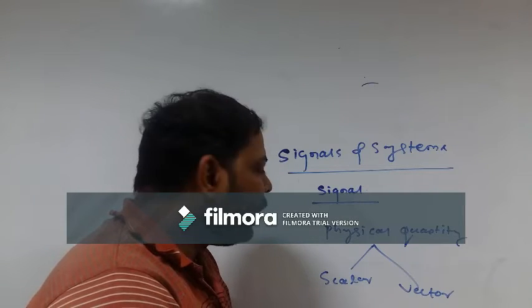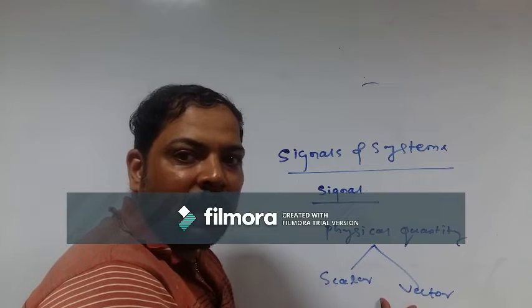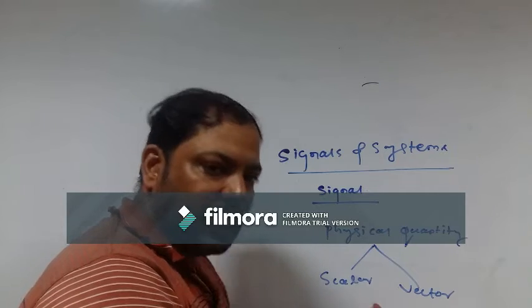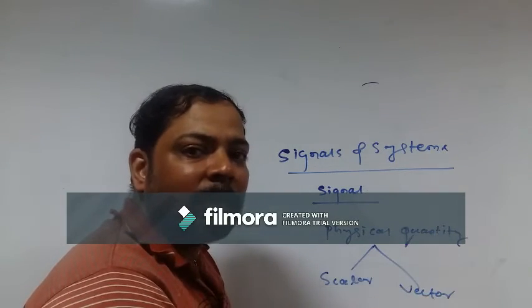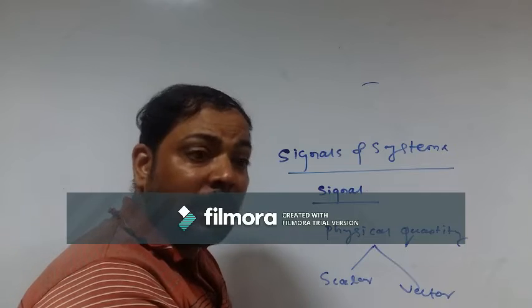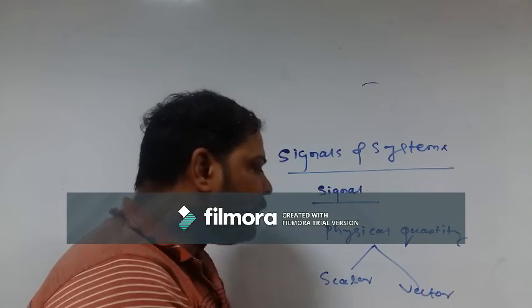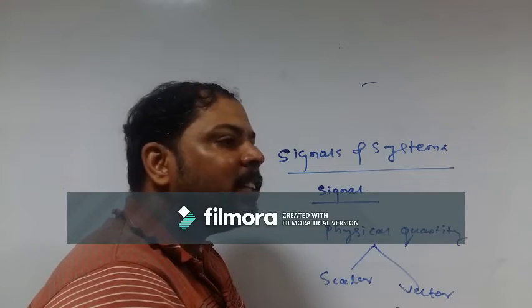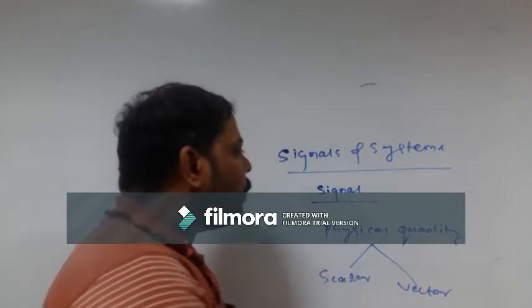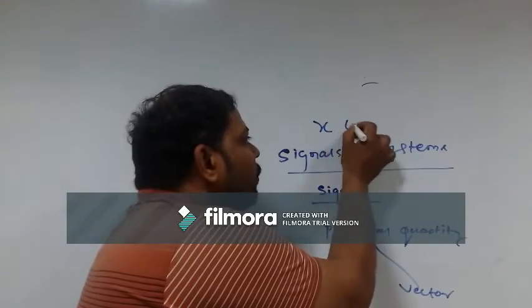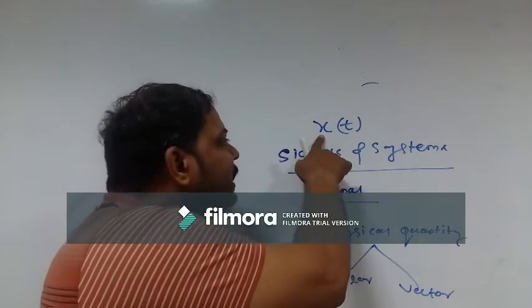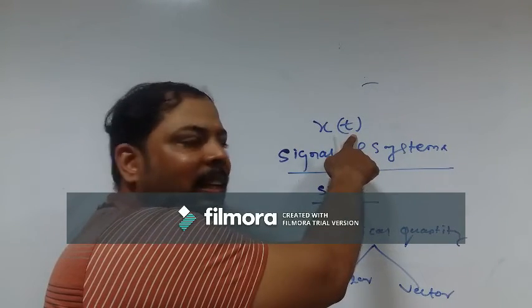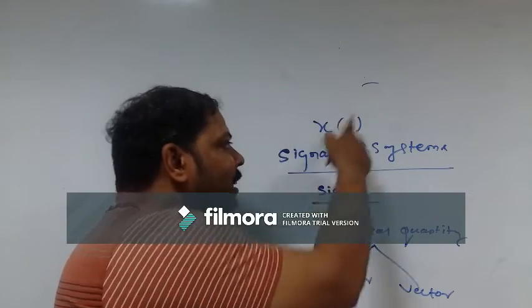Okay. So anyway, the physical quantity may be scalar or it may be vector. If this physical quantity depends on another physical quantity, and the other physical quantity means the independent variable we are taking as time, then you can say that it is basically a signal. So you may consider x is a function of t. So x is any physical quantity. If it depends on another physical quantity t, this thing is basically known as a signal.